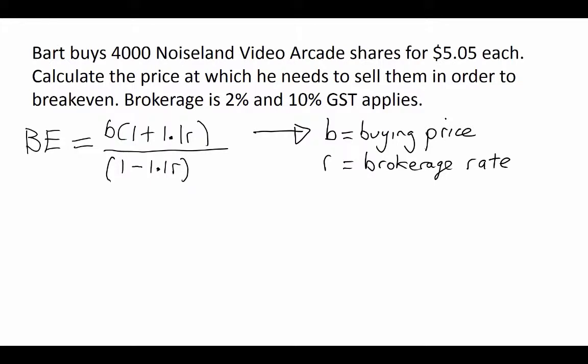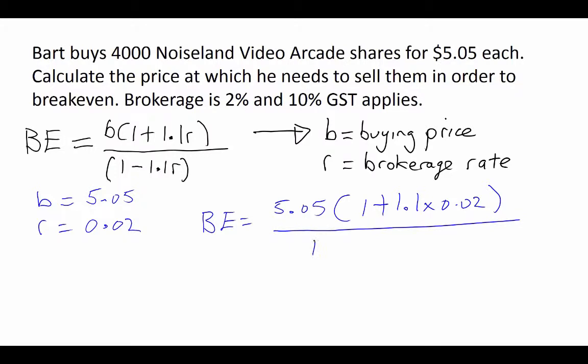So what you do first, the easiest thing to do first, is to write down what your variables are. I write down B and R because they're the two things that we have to find. B is our buying price, which is 505, and R is our rate as a decimal, so you've got to divide that out. And then we just substitute it into the formula, BE for break even. And then on the bottom line, it's just 1 take 1.1 times by 0.02.